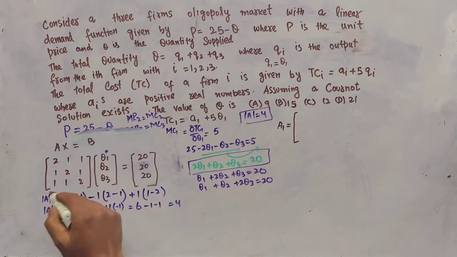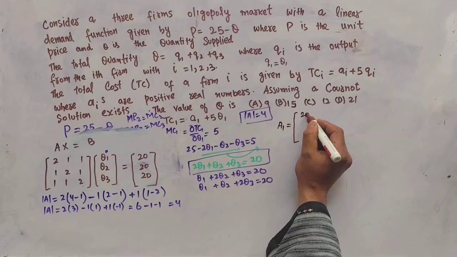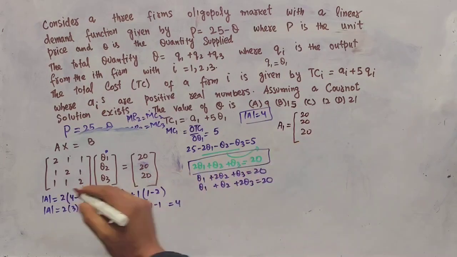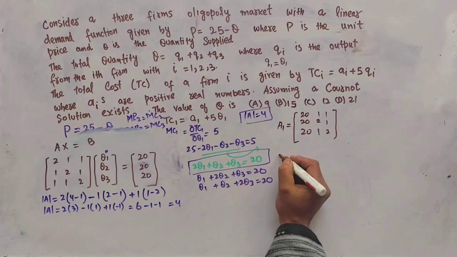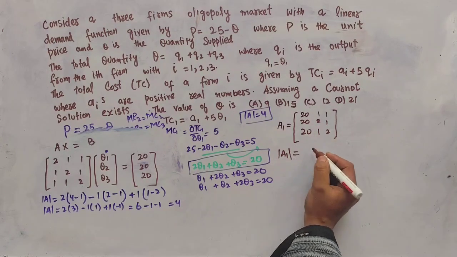So in place of 2 1 1, we write 20 20 20. So we have 20 20 20. Then we have 1 2 1 and 1 2 1 and 1 1 2. Then we take its determinant. Okay, so A1. Let's take its determinant.